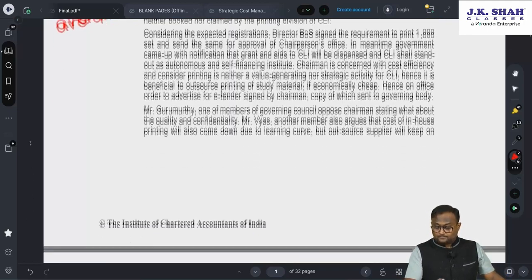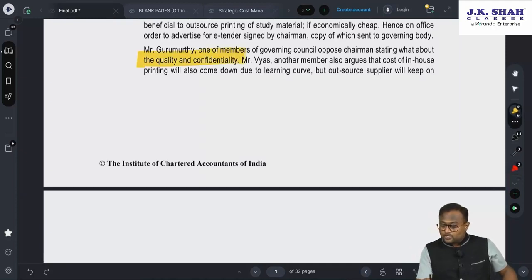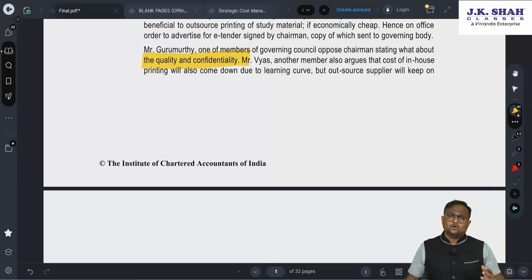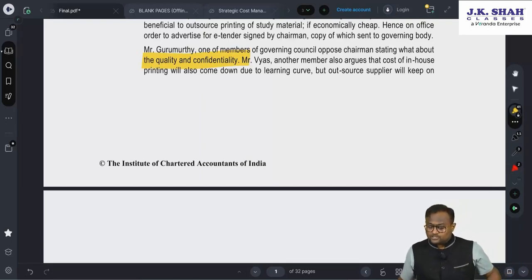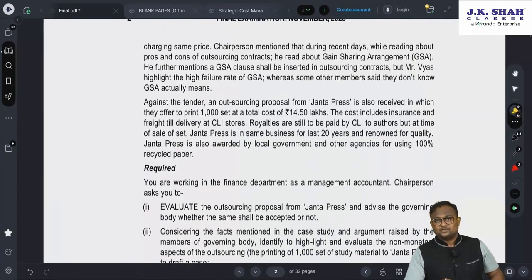Mr. Gurumurthy, one of the members of the governing council, opposed the chairman, stating that he is more concerned about the quality and confidentiality, which is a basic core argument whenever the concept of outsourcing comes. Mr. Vyas, another member, also argues that the cost of in-house printing will also come down due to the learning curve, but the outsource supplier will keep on charging the same price.